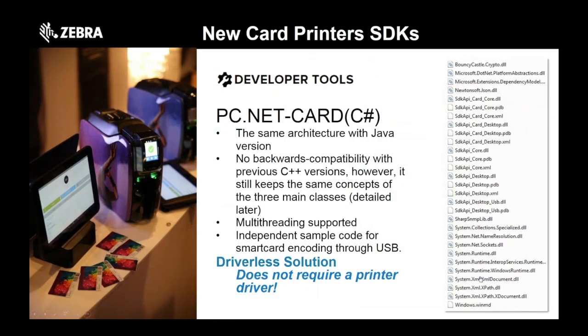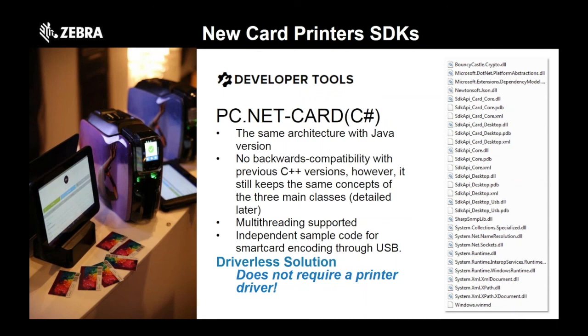Okay, let's go into detail with each one. Let's start with the C# version. This is a completely new SDK, but it's designed based on the same architecture as the Java version. One of the most important things for all developers is that this SDK doesn't have backward compatibility with the previous C++ versions. One of the nice things about this new SDK is that we implemented multi-threading, so you can control multiple printers at the same time.